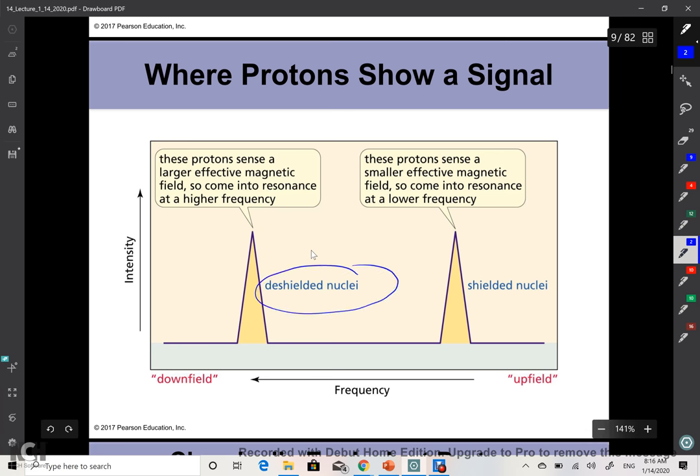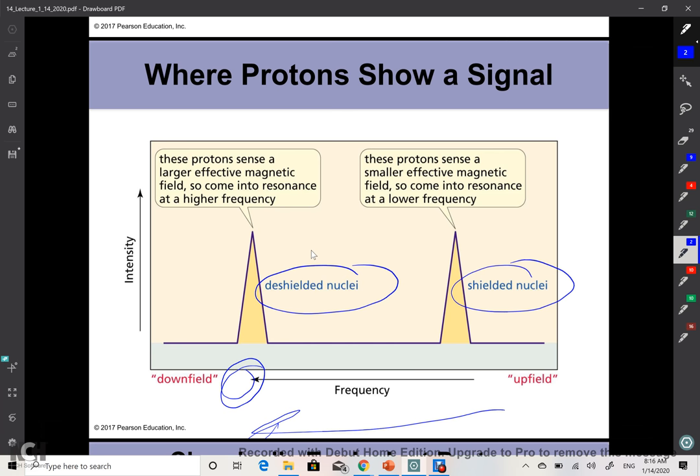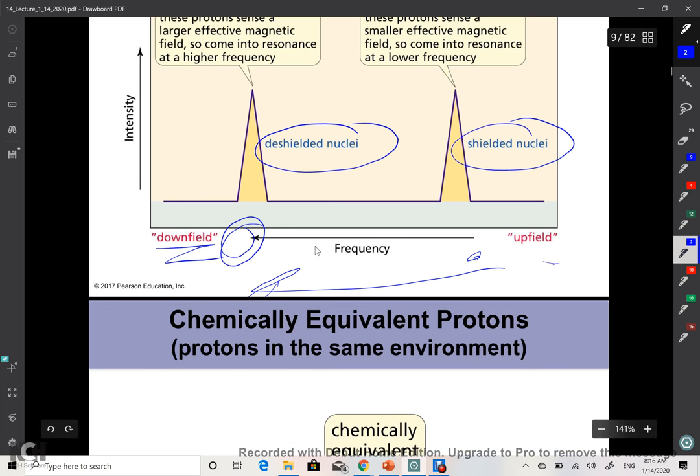So deshielded nuclei will usually occur at high frequency. Do you see that? Because the frequency is increasing in that direction. So in the NMR spectrum, the signals that you will see at high frequency usually represent deshielded nuclei. And shielded nuclei will appear at low frequency. Frequency is inverse to the magnetic field. A high frequency implies downfield. Those are terminologies that you should be able to use interchangeably. A high frequency implies downfield, and a low frequency implies upfield. Does that make sense? That's where we stopped last time.